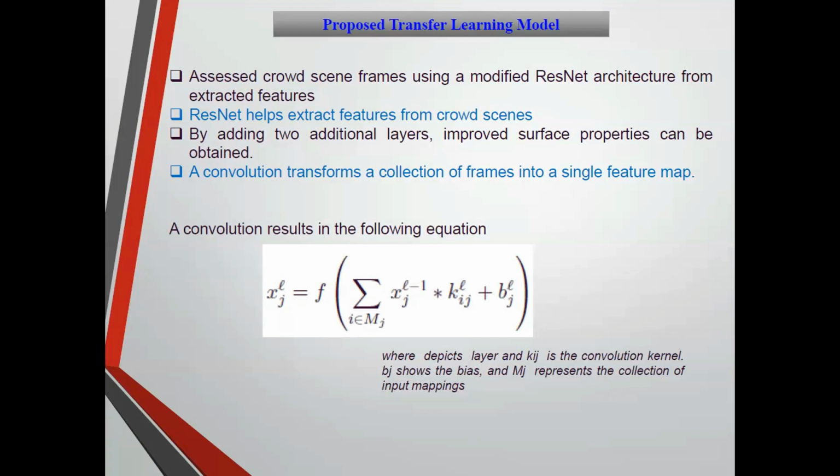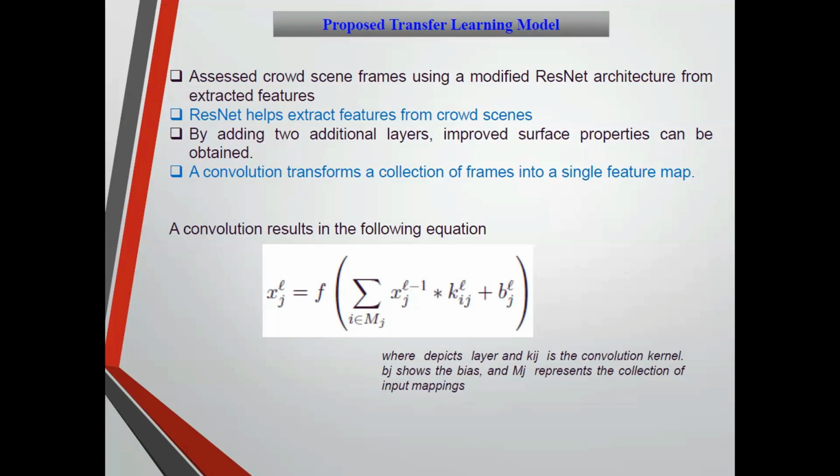So with the help of this equation, you see X_j^l, where l depicts the l-th layer, and B_j shows the bias. And M_j represents the collection of the input mappings. And the kernel is bounded and differentiable, and mainly depends on a real function, which means the input should be real. That's why we are considering the kernel.